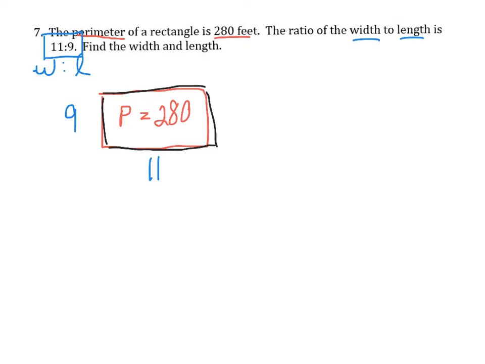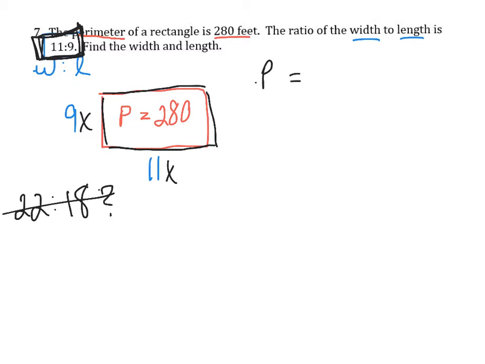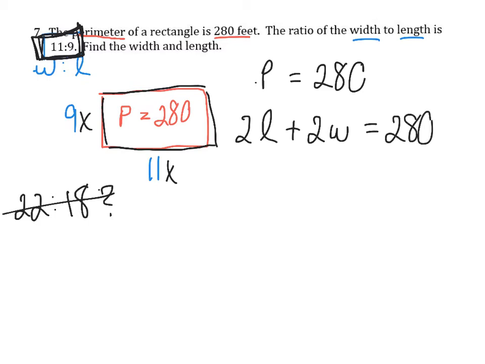So once again, I'm trying to figure out what it was originally before it was reduced down to 11 and 9. For example, maybe it was 22 and 18. But does that add up to 280 if I put that in for my width and my length? I don't think so. So remember, you're looking for that x value. What were these multiplied by before they were reduced? First off, my perimeter is 280. And you have to remember the formula for perimeter is 2 times the length plus 2 times the width. And as I said, it equals 280.